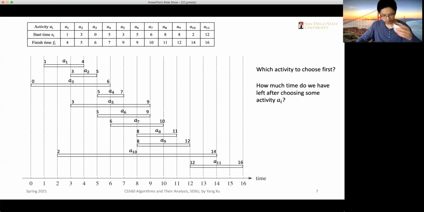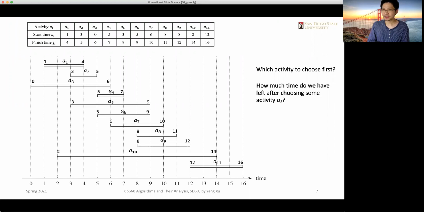So let's start by asking the question, which activity would we like to choose first? Because choosing an activity will have an outcome. After we have chosen this activity, we are removing some time out of our pocket, out of our resource. Then only the time after this activity ends, or before this activity starts, will be available for the other choices. So we need to consider this outcome of choosing an activity.